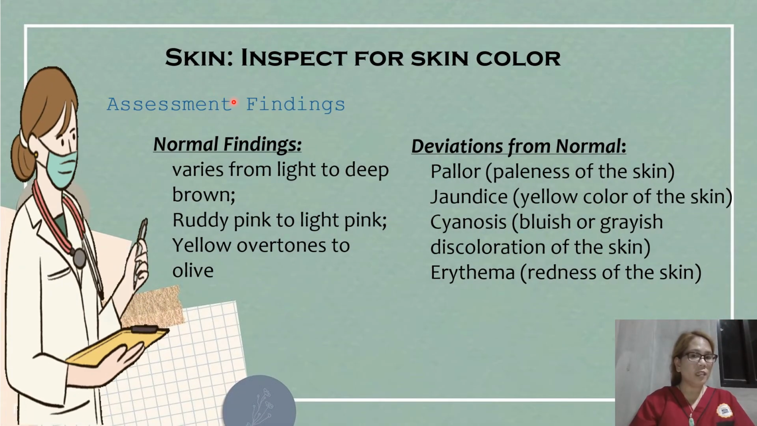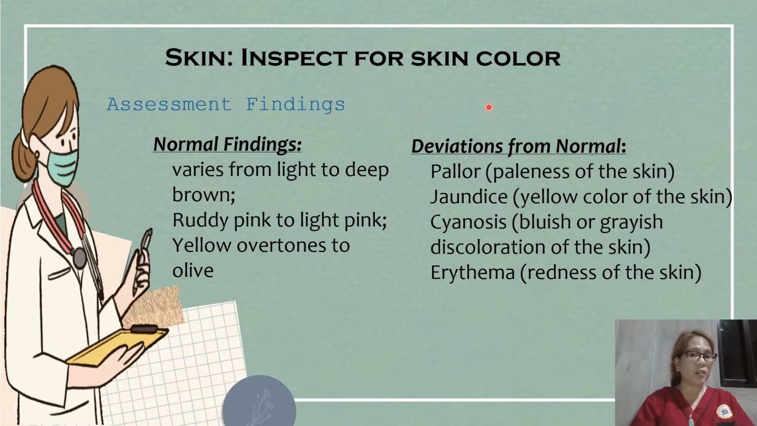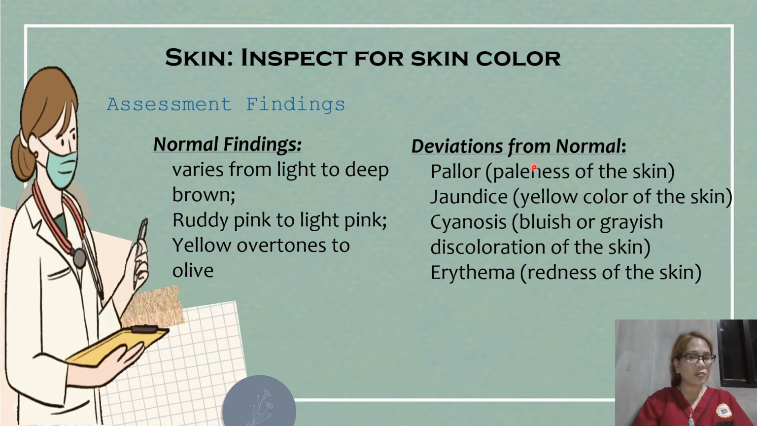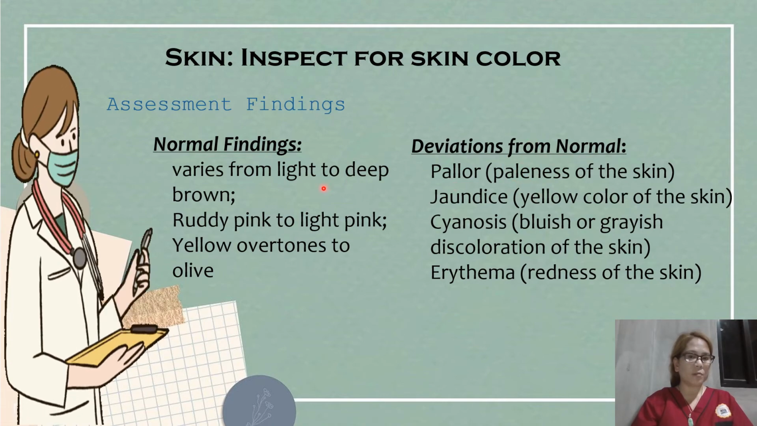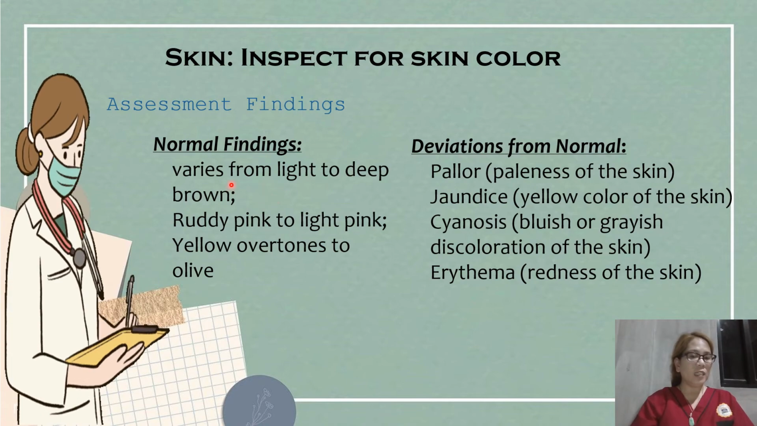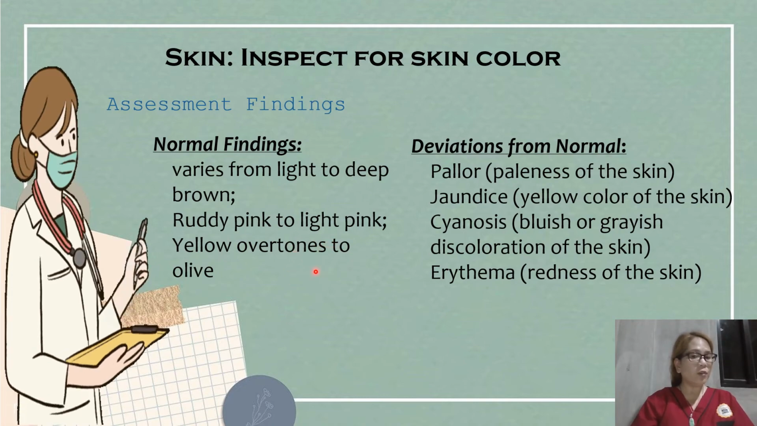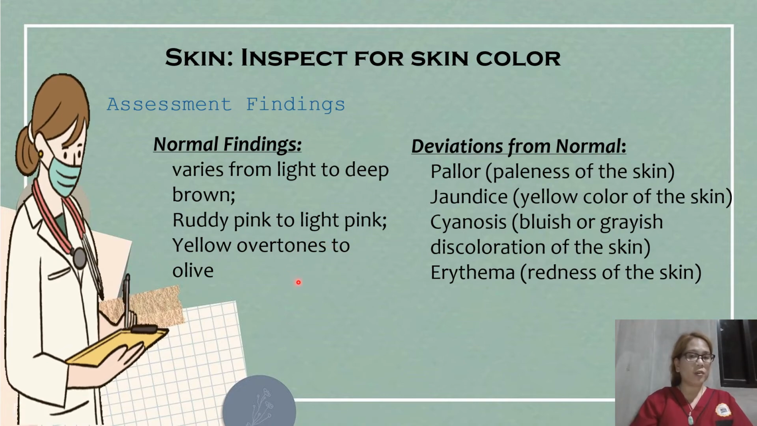So for the skin, you have to inspect for the skin color. Of course, these are the findings. The normal versus the deviations from normal. Okay, the skin varies from light to deep brown. Okay, ruddy pink to light pink. Yellow overtones to olive. That's the color of the skin, the normal color of the skin.